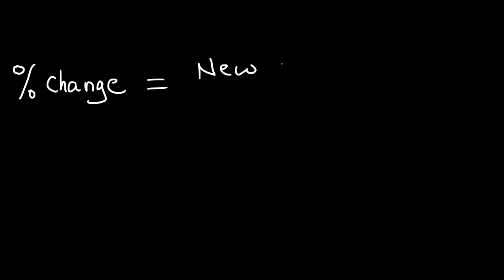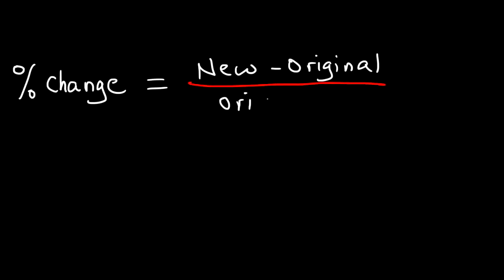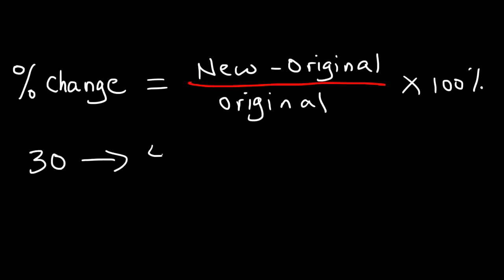In this video, we're going to talk about percent of change and how to calculate it. So the first thing we need to do is talk about the formula. And here it is. It's basically equal to the new value minus the original value divided by the original value multiplied by 100%.